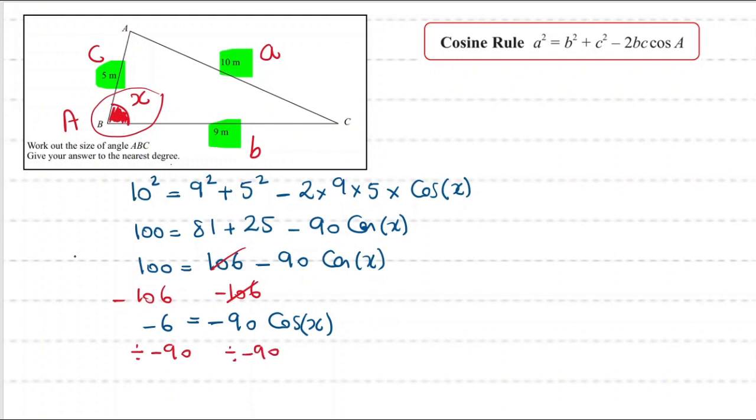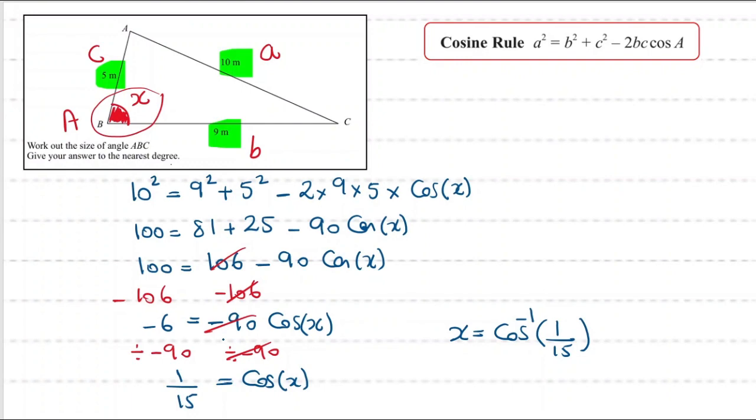Dividing minus 6 by minus 90 on the left hand side will give us 1 over 15. And on the right hand side, these two will cancel out, and we are left with cos of angle x. So cos of angle x is equal to 1 over 15. And in order to find x, we have to do cos inverse, or cos minus 1. In brackets, we write 1 over 15.